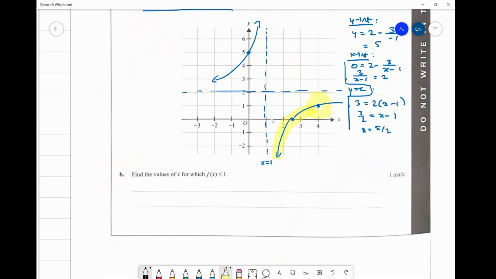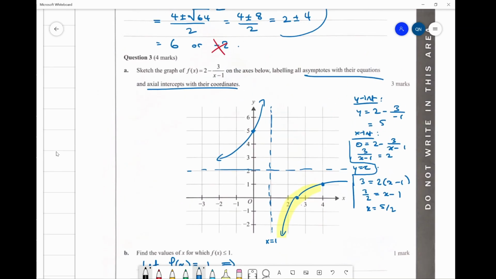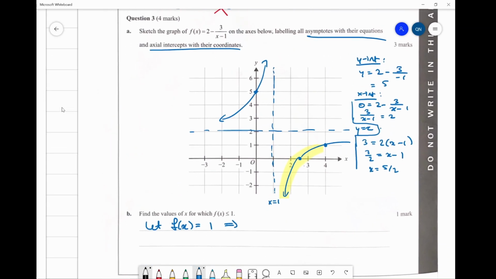And whatever this point over here is, I've given you the value is 4, but let's actually just find that and pretend we don't know this point exists. So how do you do that? You can just let f of x be equal to 1. So what does that mean? F of x is 2 minus 3 over x minus 1. So 2 minus 3 over x minus 1 is equal to 1.